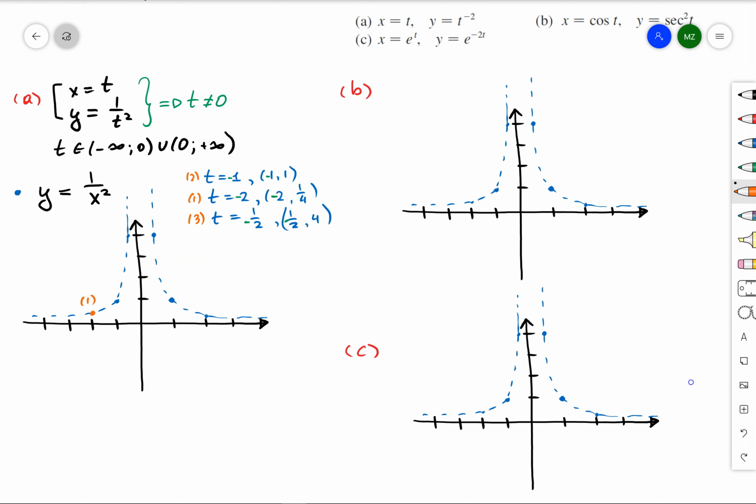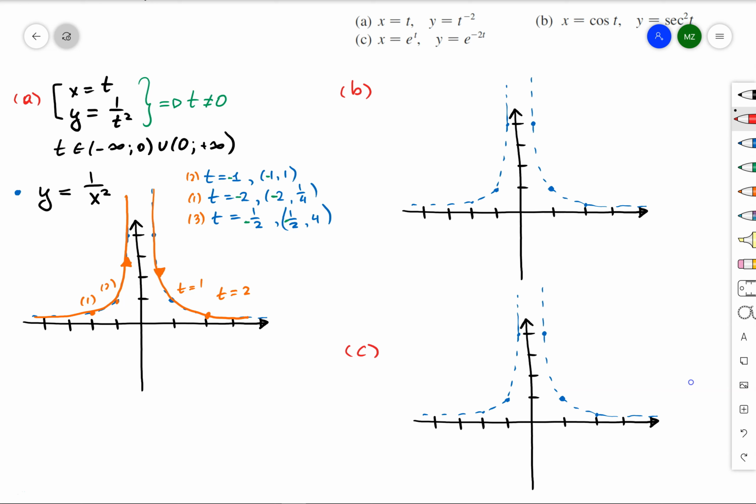In order to sketch our first graph, you can see that t equal to -2, t equal to -1, and t equal to -1/2 will give us that we go from negative infinity to 0, so we're going to cover the left branch of our hyperbola. And if we choose positive t, then we're going to cover the right branch of our hyperbola. So that orange line with the direction that I just wrote is going to be the parametric graph of parameterization A.